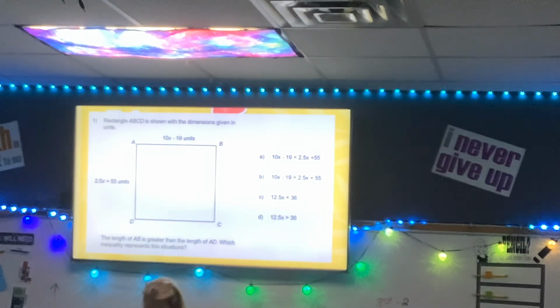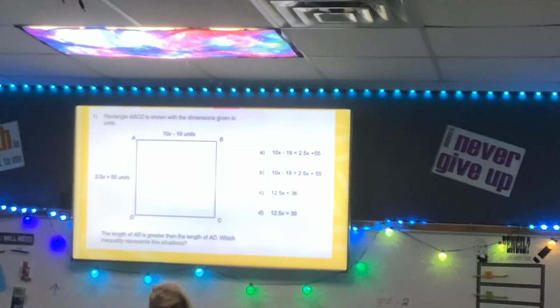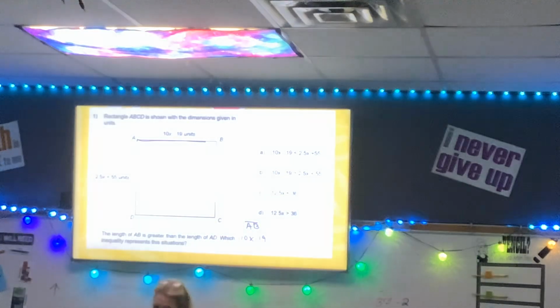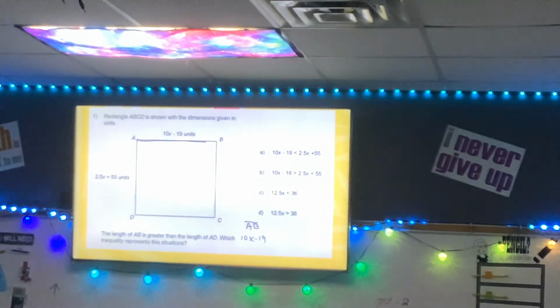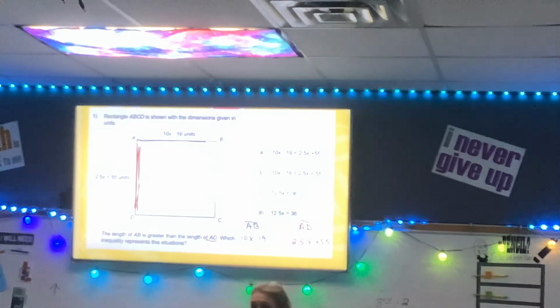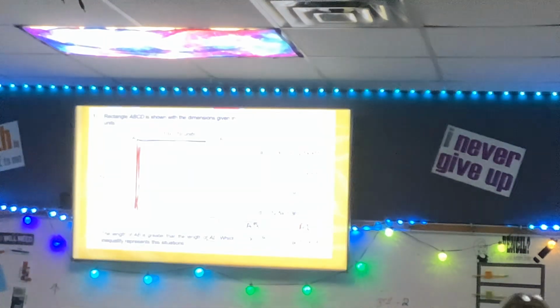First thing I'm going to do is look at the length AB. I'm on number 1, length AB, and underneath it I'm going to put 10x minus 19. Then I'm going to write AD, and I'm going to put 2.5x plus 55. So I've just set up what it says. Was that hard? No.